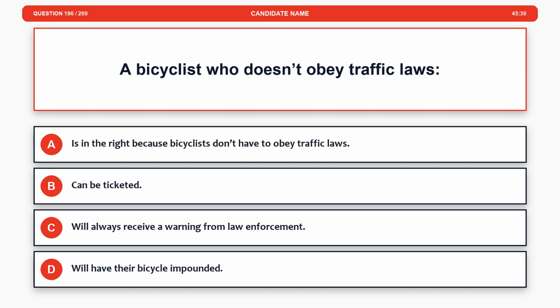Question 196. A bicyclist who doesn't obey traffic laws: Option A, is in the right because bicyclists don't have to obey traffic laws. Option B, can be ticketed. Option C, will always receive a warning from law enforcement. Option D, will have their bicycle impounded.